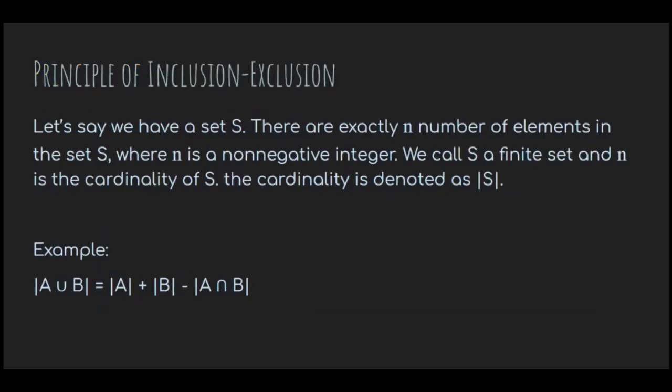All right, now the principle of inclusion and exclusion. So let's say we have a set S. There are exactly n number of elements in the set S, where n is a non-negative integer. We call S a finite set, and n is the cardinality of S. The cardinality is notated as this right here. You could write it like this.